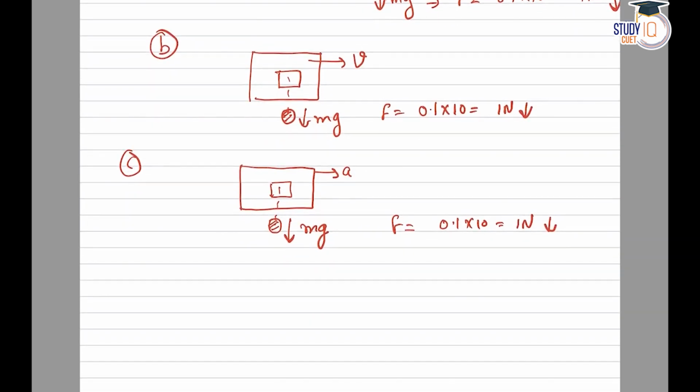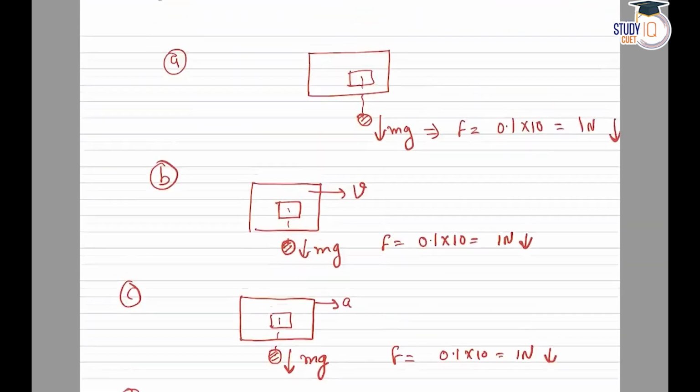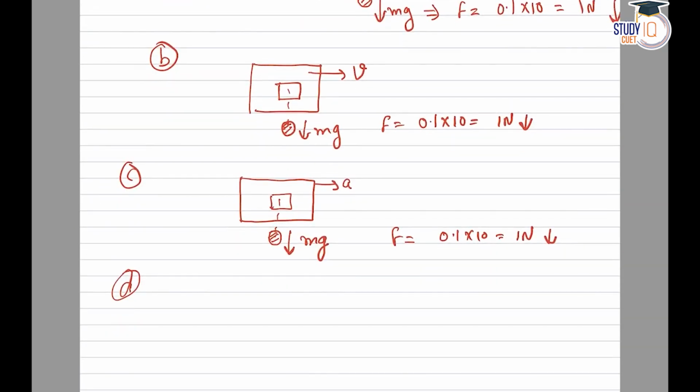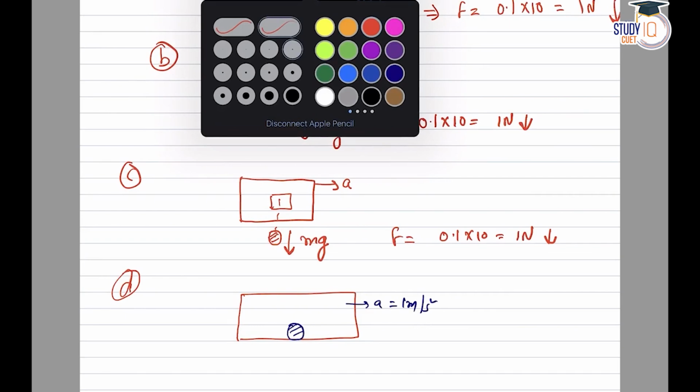Coming to part D. In D part, it is saying that the stone is lying on the floor of a train which is accelerating at 1 meter per second square. The stone is at rest relative to the train, neglect air resistance. So in part D, the stone is lying on the surface of the train, and the train is accelerating with an acceleration of 1 meter per second square, and we have to define the net force. So in order to find the net force, first draw the FBD of the given system.